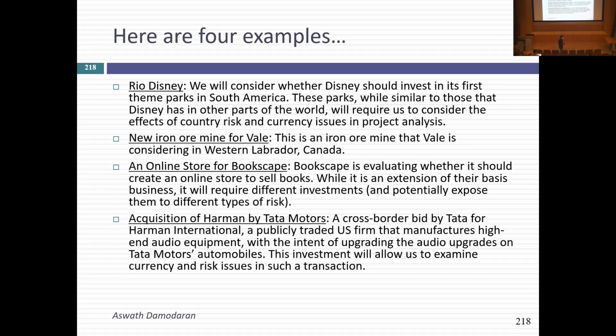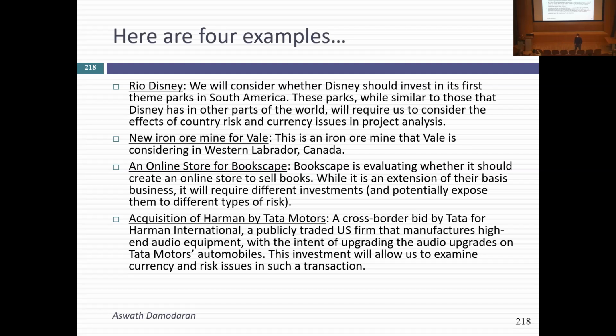Very conventional project. Next, I'm going to talk about a new iron ore mine for Vale in Canada. So kind of mixing in a very different kind of investment, a mining investment. Talk about it, it's very long term, in a country other than the country that you're incorporated in.